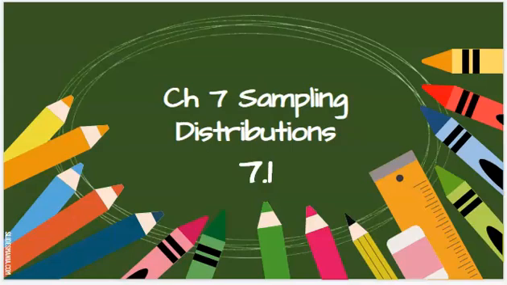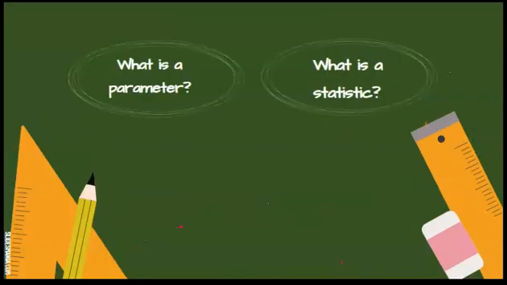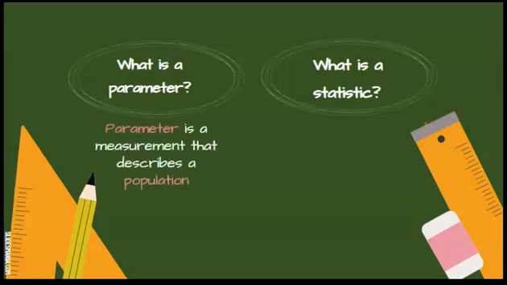On Chapter 7, we're going to discuss something called sampling distributions. Okay, first in vocabulary you need to know parameter and statistic. So first, a parameter. A parameter is a measurement that describes a population that's taken from the whole population.